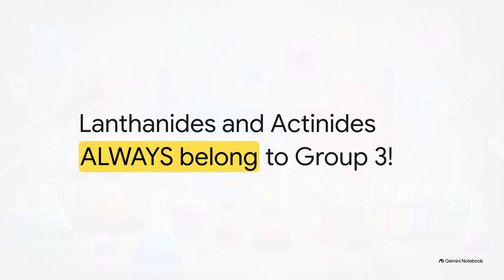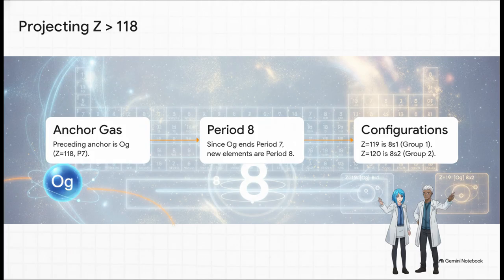They are inner transition elements, and they're placed at the bottom simply to keep the main periodic table from becoming ridiculously wide and breaking the structural alignment of the other groups. Now let's play prophet. Elements 119 and 120 haven't even been synthesized yet, but our algorithm tells us exactly where they'll live. Applying what we've learned, the preceding noble gas anchor is Oganesson at Z equals 118, which closes out period 7. So to find the period for 119, we just add 1.